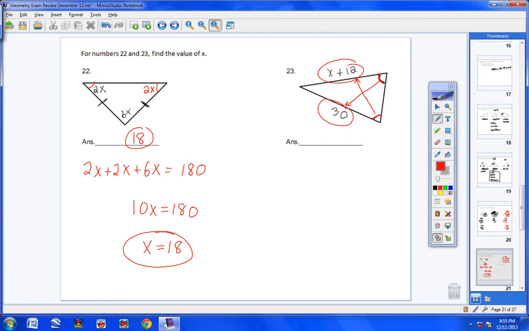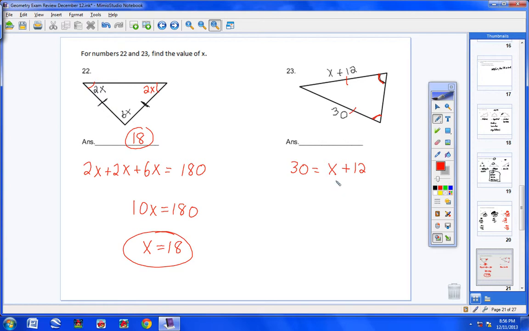How do I know that? Well, let me say it again. I know that because whenever two angles of a triangle are congruent, then their opposite sides are congruent. So I know for sure that my 30 is going to equal my x plus 12. This side right here is congruent to this side right here. In fact, I'm going to go ahead and put a slash right here and a slash right here.